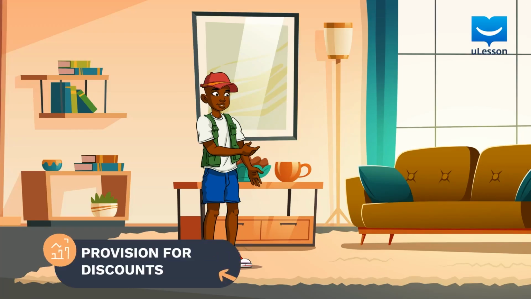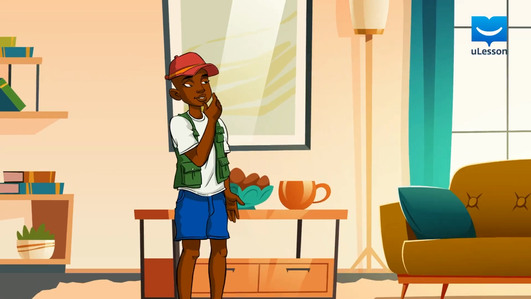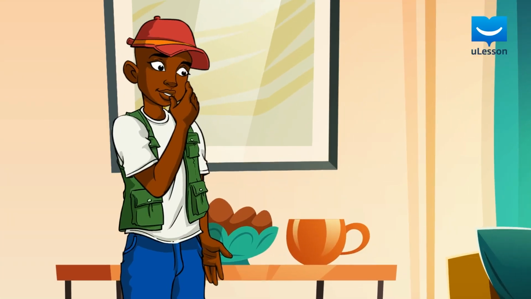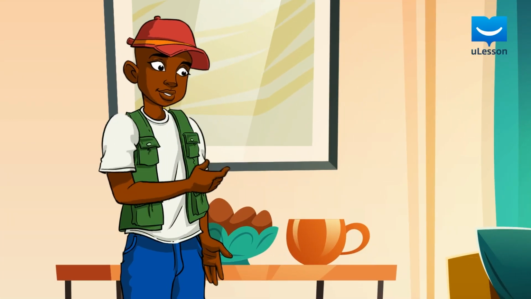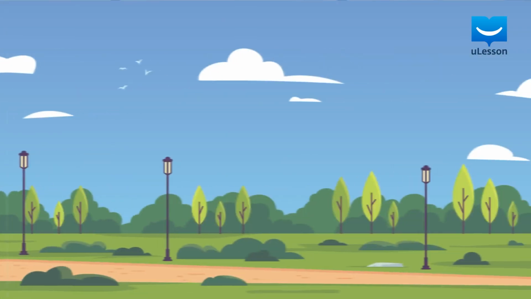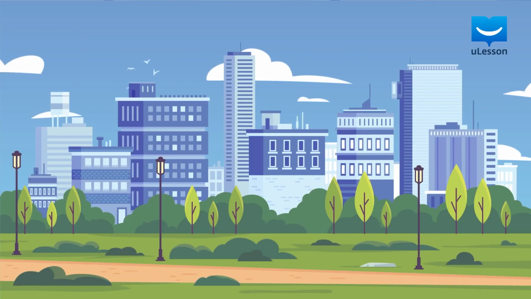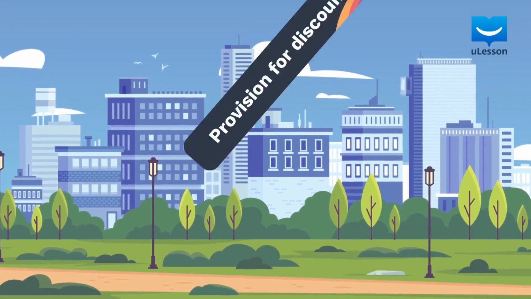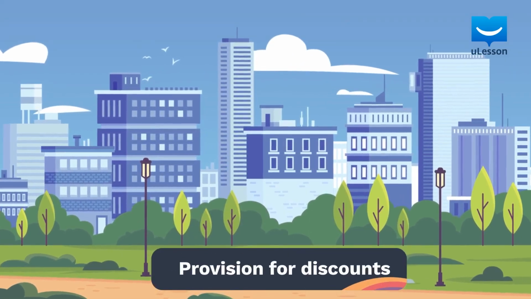Here's Damien. He has just been told that the new video game would be out in December. It's May, so he has about 7 months to save up for his game. In other words, he needs to start making provisions to buy the latest video game. This concept of making provisions is used in businesses today, and this lesson will focus on provisions for discounts.